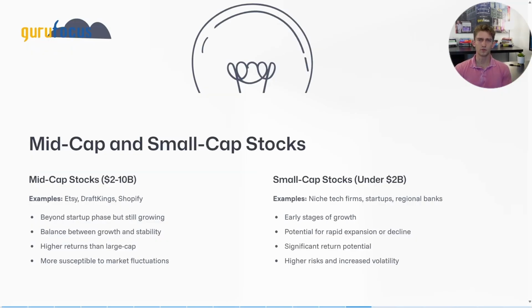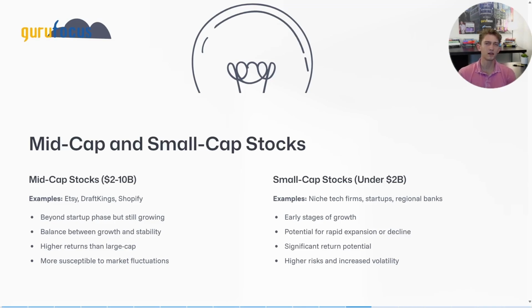Small cap stocks, or companies with a market capitalization under $2 billion, tend to be things like niche firms or startups early in their growth stages. These companies often possess the potential for significant and/or rapid expansion, but also carry much more risk with them, given their lack of established track record. And mid-cap stocks fall somewhere in between these two.